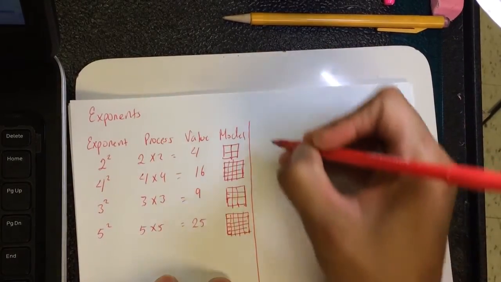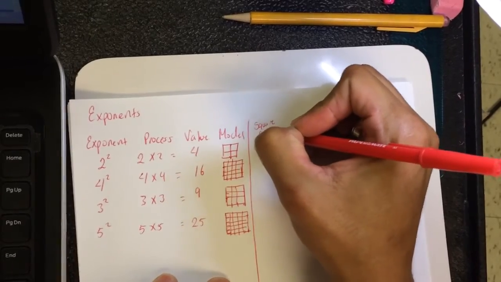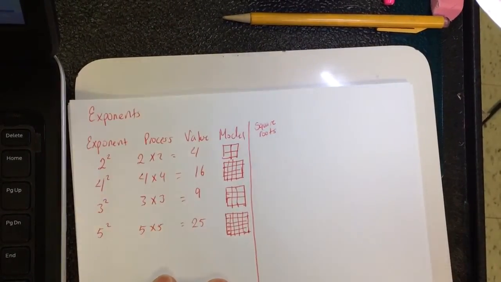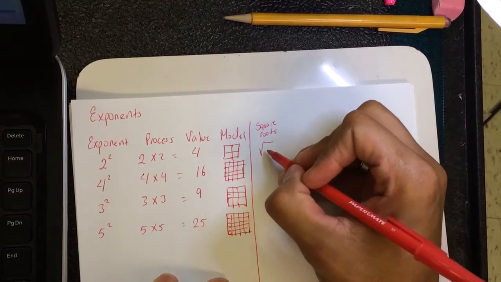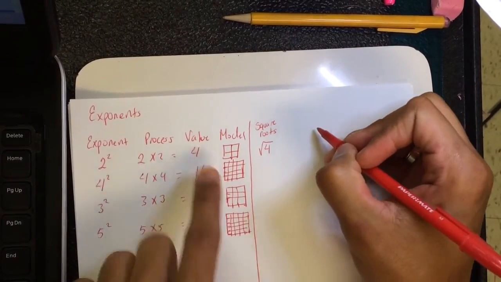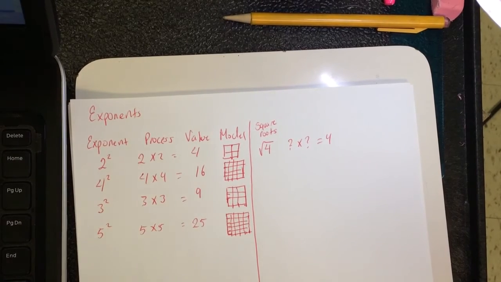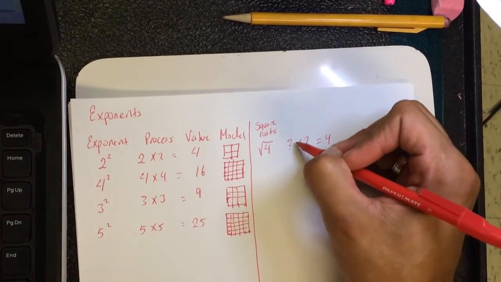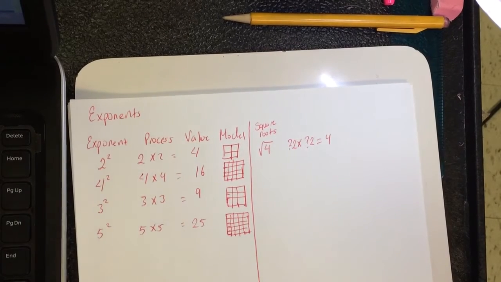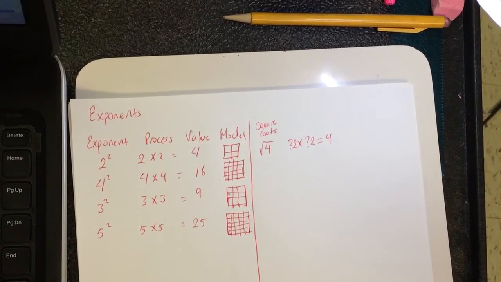Now we're going to put a line right here and put square root. We're going to say it this way: the square root of 4 is going to be a number times a number that gives me 4. So what number would give me 4 when I multiply by itself? 2 times 2. It has to be the number by itself. It can't be 4 times 1. It has to be the same number by the same number, so they both have to be the same.